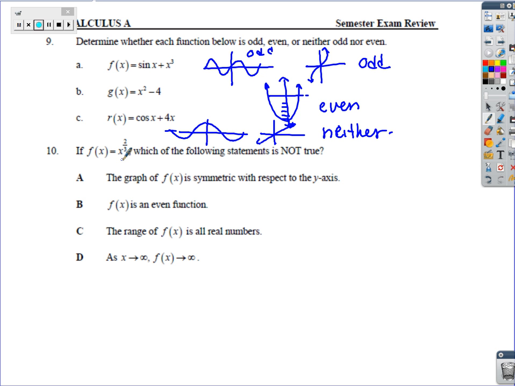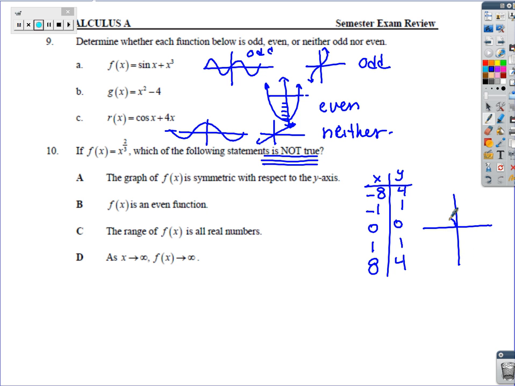f of x is equal to x to the 2/3, which of the following is not true? Be careful with whether they're asking if it's true or not. For number 10, if you graph it, the best thing to do is find points. So when x is equal to 0, y is equal to 0. When x is equal to -1, y is going to be 1. When x is equal to 1, it is also 1. When x is equal to 8, it's going to be 4, and -8 is also going to be 4. When you graph this function, it looks something like this.